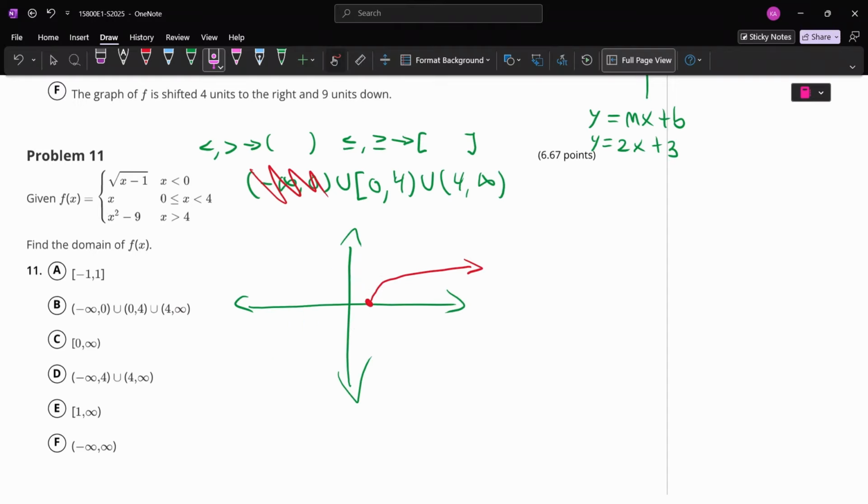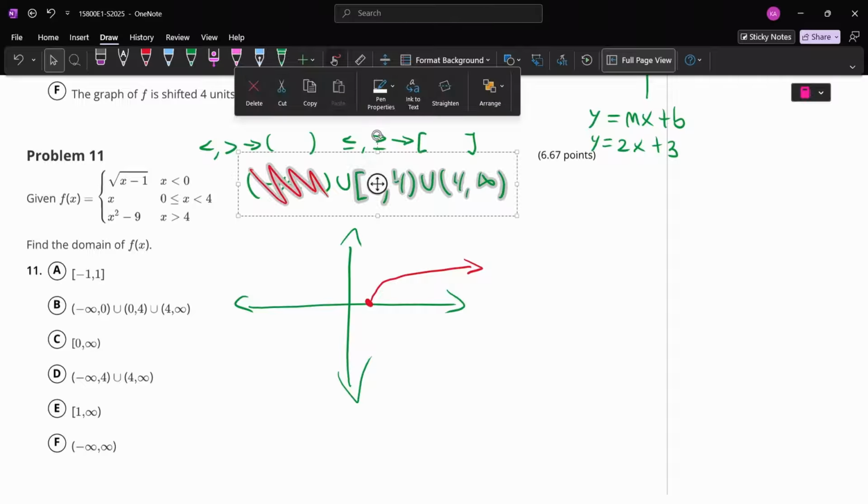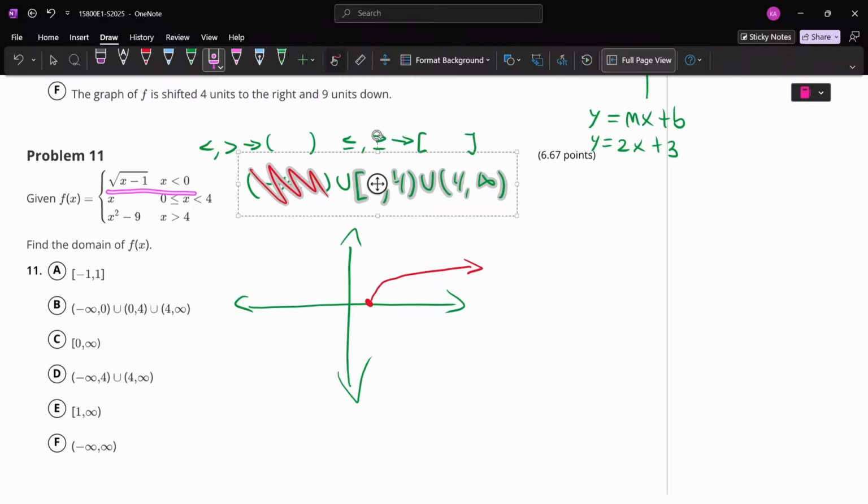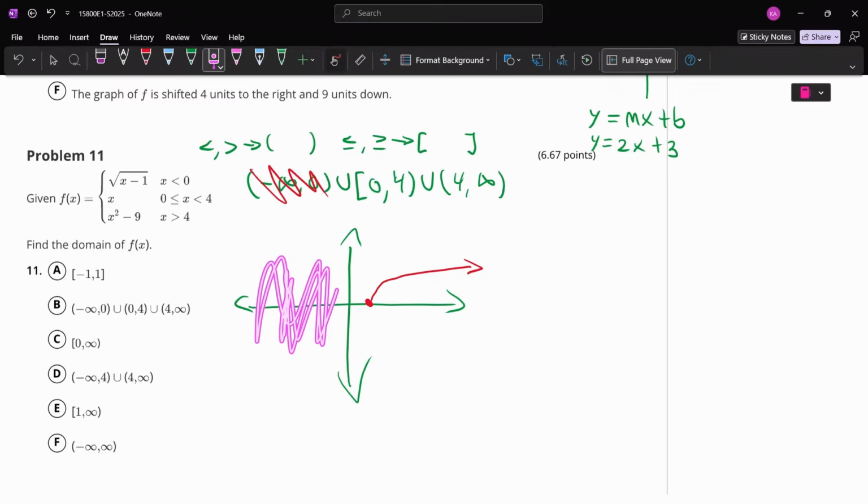So it tells us that it's the square root of x minus 1 when x is less than 0. That means this part of the piecewise function is talking about this side of the graph, and so it's impossible for that condition to be true. As a result, that part of the piecewise function is never going to actually happen, and this part is going to be the only part of our domain that's valid.